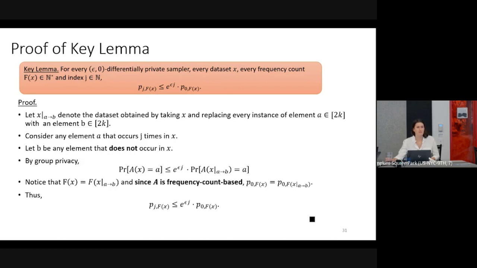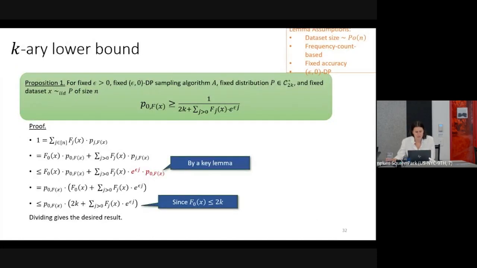So this is pretty much where the whole lower bound comes from, and nothing more. I mean, there are of course other details, but this is really what gives us the lower bound. Okay. So going back to what we previously proved, with this key lemma in mind, we've just replaced this p sub j with e to the epsilon j times p0. So that's really the only thing that's happening in this proof.